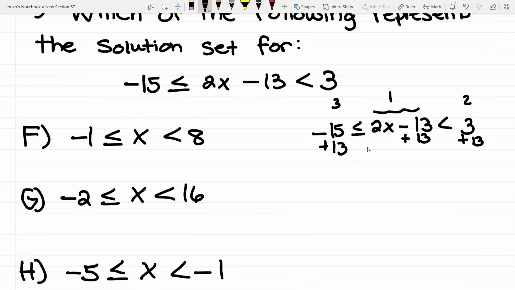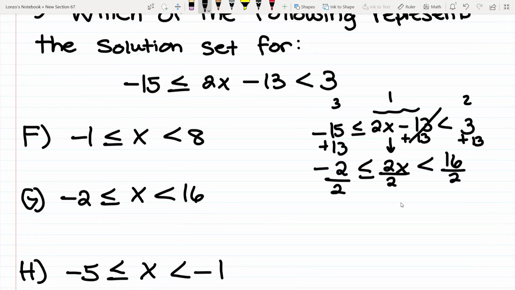Okay, so this cancels. So now you're left with less than or equal to 2x, and it's going to be less than. So what's 3 plus 13? 16. What's negative 15 plus 13? Negative 2. Now we haven't changed the sign yet because we haven't divided or multiplied by a negative, so the sign's the same. And then the last step is get rid of this 2 so we can isolate x. So I'm going to divide everything by 2. So here, here, and here. So you get x is less than, and then 16 divided by 2 is 8. And then this stays the same. Negative 2 divided by 2 is negative 1.